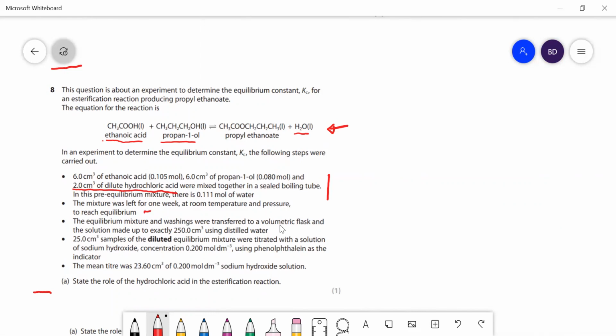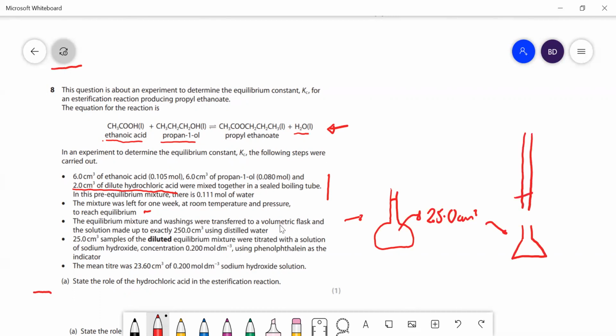Here. Then they get the equilibrium mixture and they put it into a 250 volumetric flask. And they take 25 centimeters cubed of that out for titration. Put that into a conical flask. And they titrate it with sodium hydroxide, which will react with the acid in there.